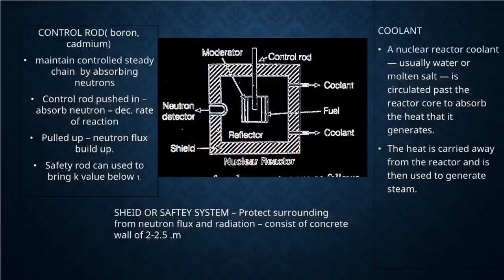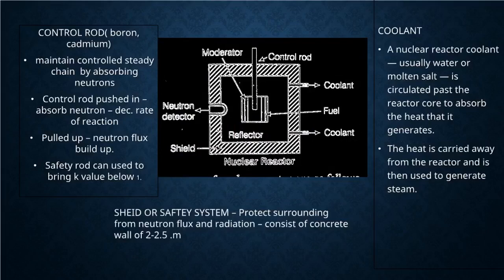Water or molten salt is circulated past the reactor core to absorb heat generated in the core. Hence they are called nuclear coolant. They take away the heat from reactor and it is then used to generate steam. The function of control rod is to maintain controlled steady chain reaction.